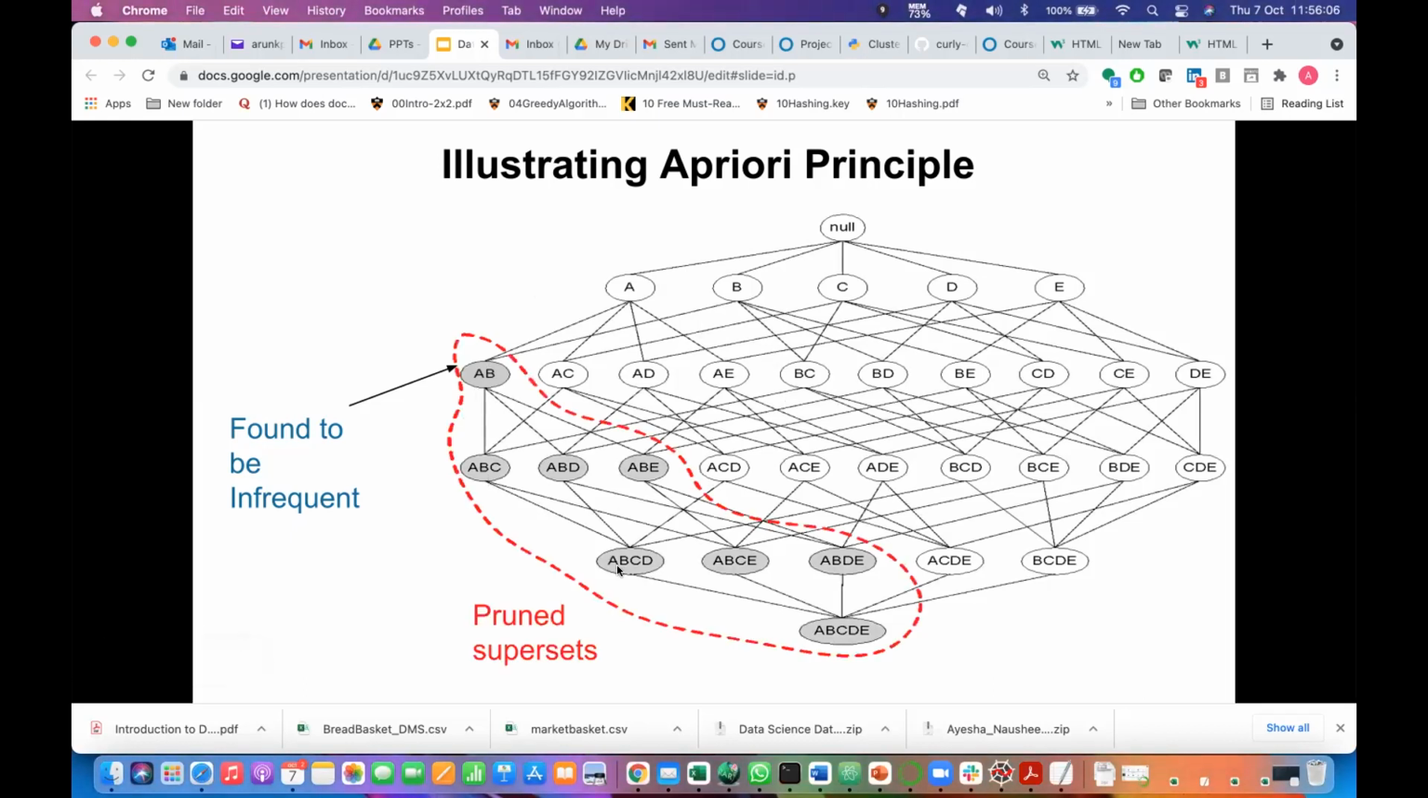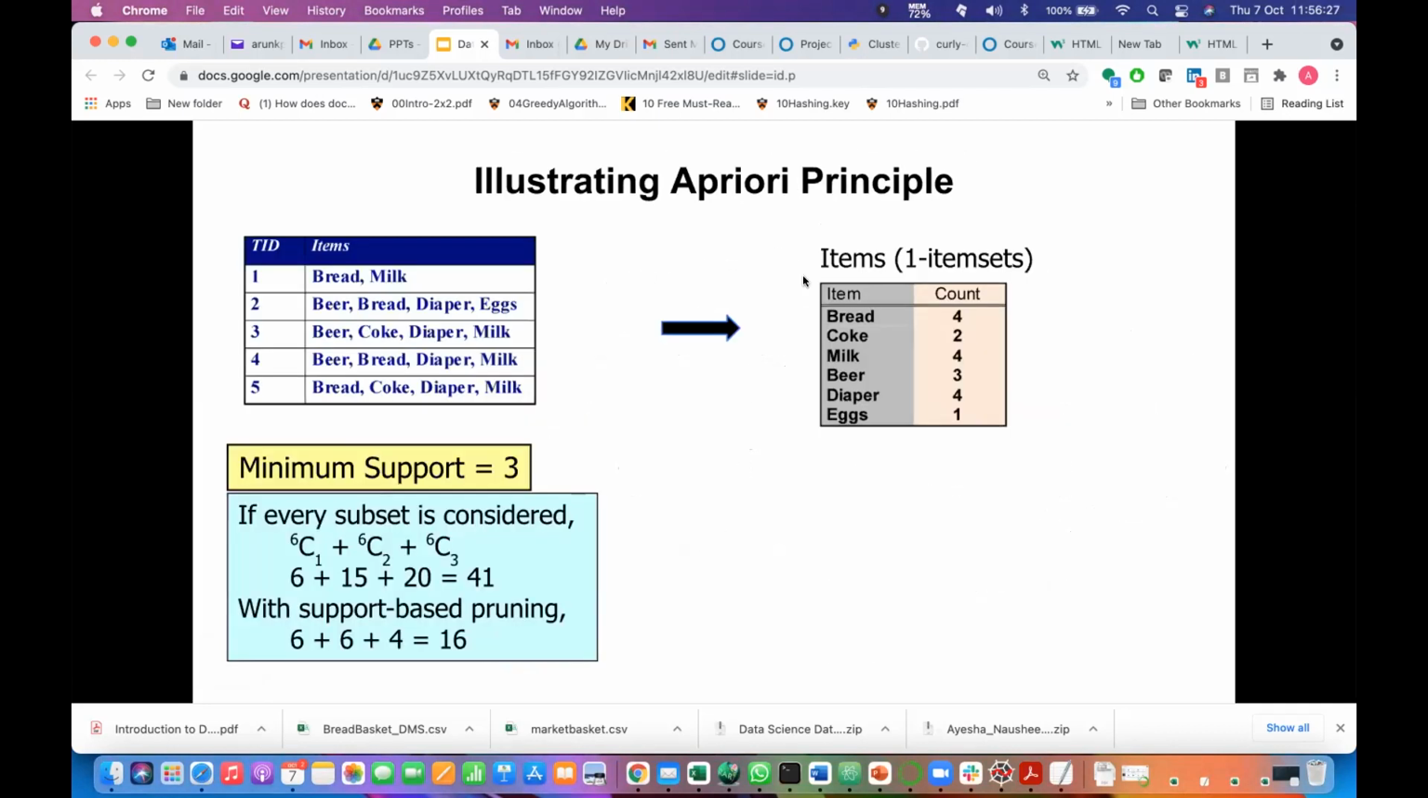If ABC is infrequent, then ABCD is also infrequent, right? So all this will go once you find AB is infrequent. Don't try to find out whether the remaining things are infrequent. They will be infrequent whether you check or not. That is how they are pruning this. Illustrating the Apriori principle here, minimum support you take 3. If every subset is considered, then 6C1, 6C2, 6C3, you get 41 item sets. With support-based pruning, you are getting only 16.